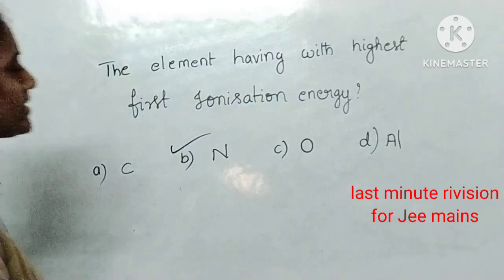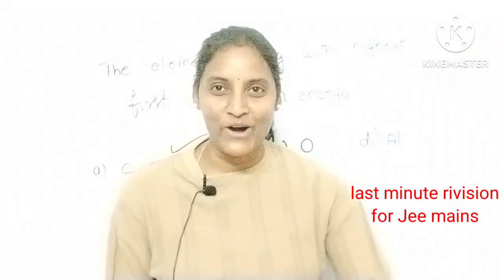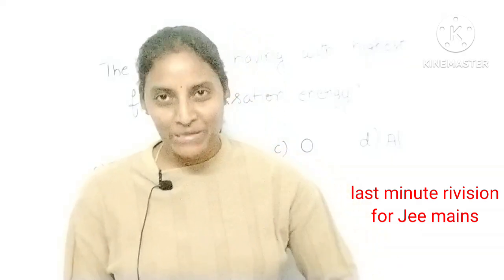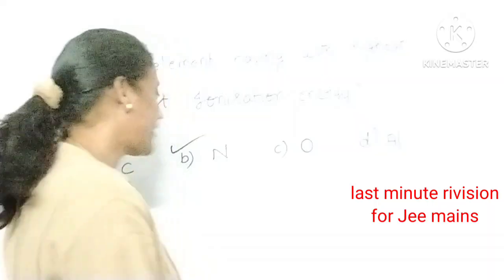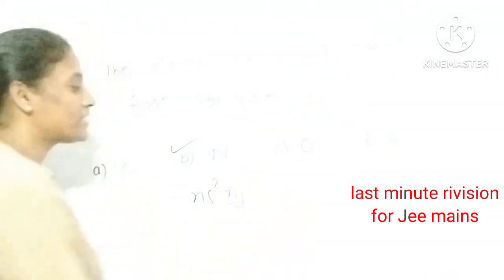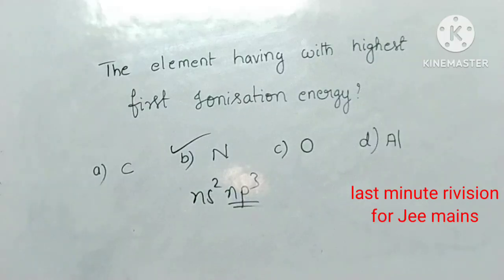Because why is nitrogen the answer for this question? Because it has a half filled configuration. You already know the ns2 np3 configuration for nitrogen. This is ns2 np3, a half filled degenerate orbital. Half filled or fully filled degenerate orbitals give the most stability.